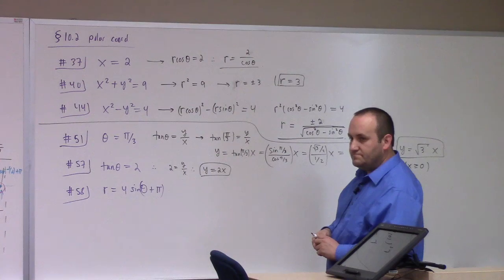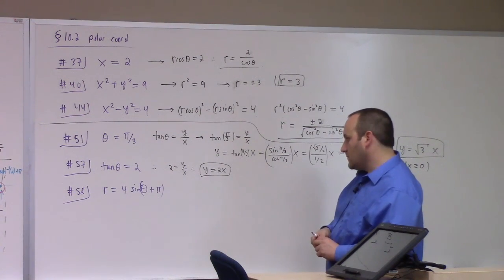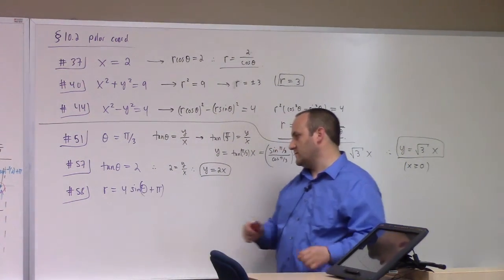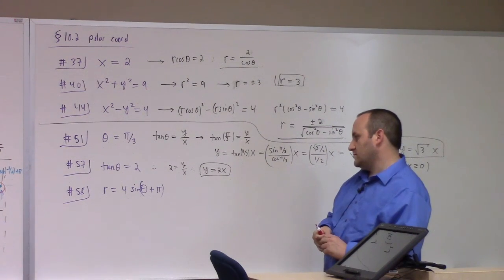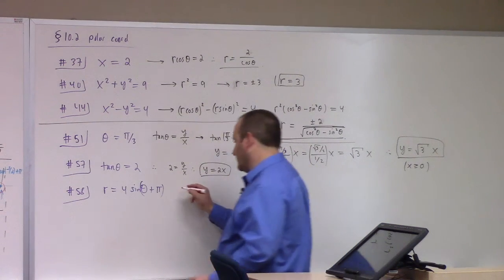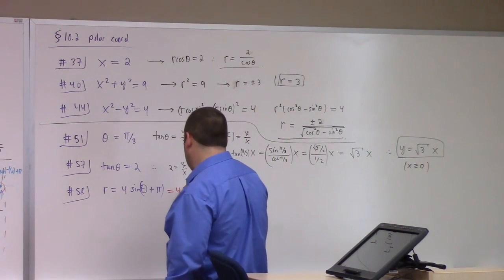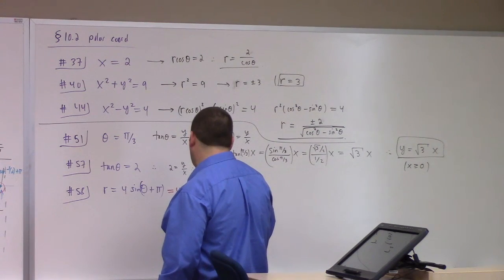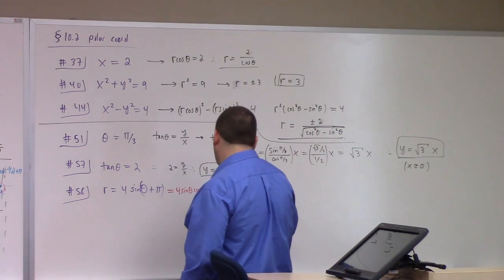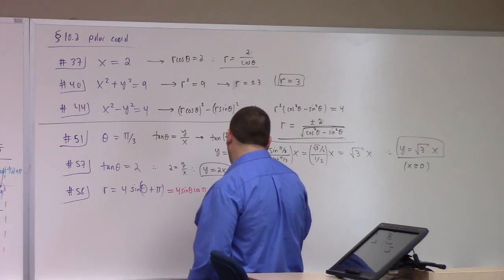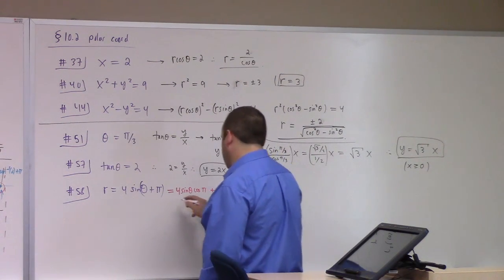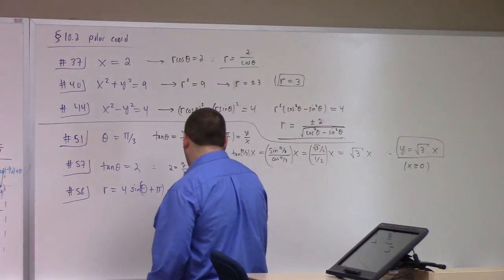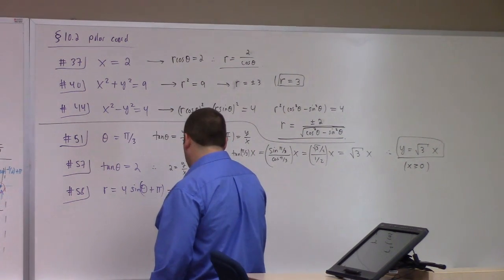I'll take a breath. How about this one? Yeah, adding angles will make this simplify. Sine theta cosine pi plus 4 sine pi cosine theta. Of course, that's 0. So we really just have what? Minus 4 sine theta, also known as minus 4y.